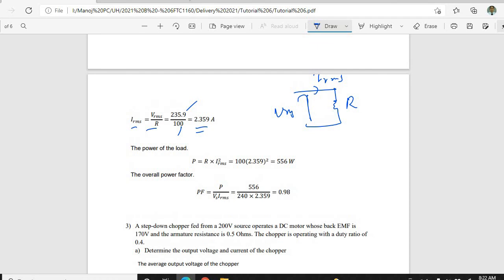And how to find the power of the load? The power of the load is IRMS squared into R, so you'll get this value. Then the overall power factor: how to find it? This power you have, and the S you can find from the RMS voltage times the current, and you will get this much of the power.